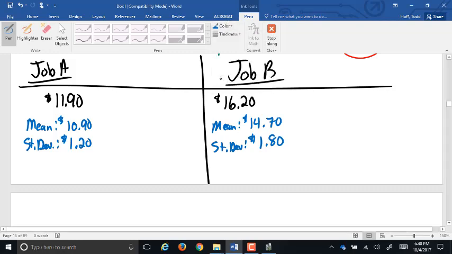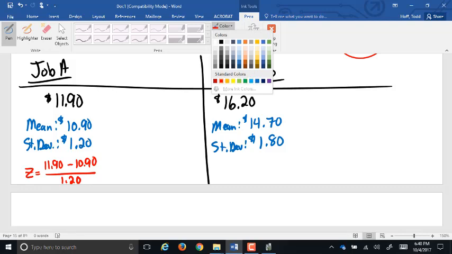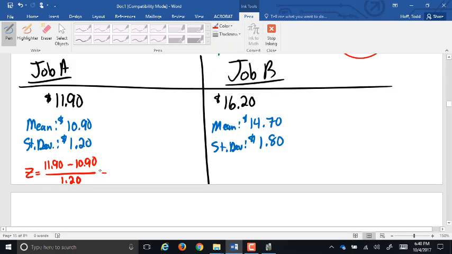Which is a better job offer? Well, let's test it out. Let's look at the Z-score for job A. We do 11.90 minus 10.90 divided by 1.20. Well, 11.90 minus 10.90 is $1, divided by $1.20 is 0.83, right? So you are 0.83 standard deviations above the mean, which is still better than average.